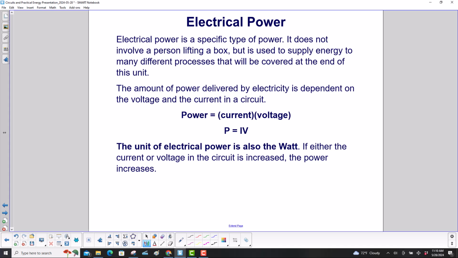Electrical power is a specific type of power. It does not involve a person lifting a box, but is used to supply energy to many different processes that will be covered at the end of this unit. The amount of power delivered by electricity is dependent on the voltage and the current in a circuit. Power is equal to current times voltage, or capital P is equal to capital I, capital V. The unit of electrical power is also the watt. If either the current or voltage in the circuit is increased, the power increases.